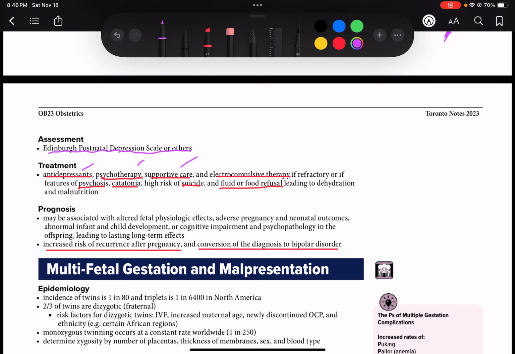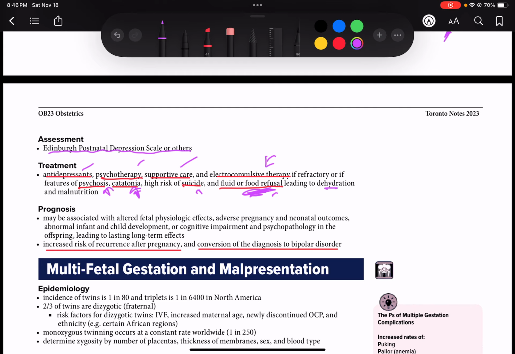If it is refractory, if there are signs of psychosis, catatonia, suicide, or fluid or food refusal, okay, because of low appetite, fluid or food refusal, which would be very life threatening because they have a baby in them now and the baby needs food too, so that would lead to dehydration and malnutrition. So if any such cases, then we'll also go towards electroconvulsive therapy.